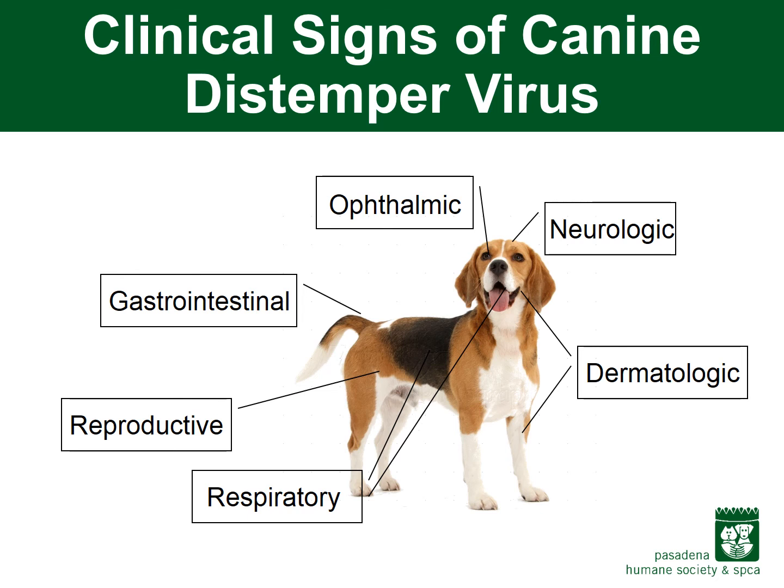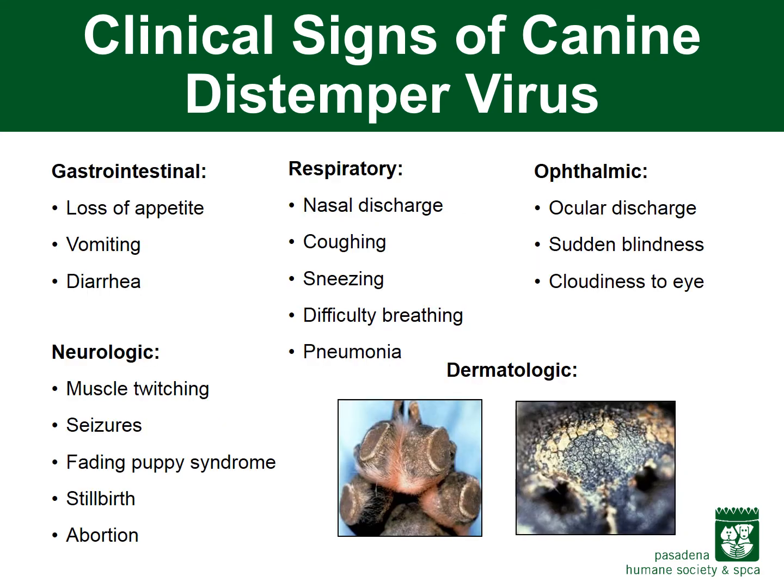What you might observe with a dog that has distemper: problems with the eyes, problems with the brain, GI problems, so stomach upsets, reproductive problems, respiratory breathing problems, and skin issues. So these are some of the clinical signs, again, of the previous slide. So GI, they're going to have loss of appetite, vomiting, diarrhea. Neurologic, they might have twitching muscles, seizures, fading puppy syndrome, stillbirth and abortion.